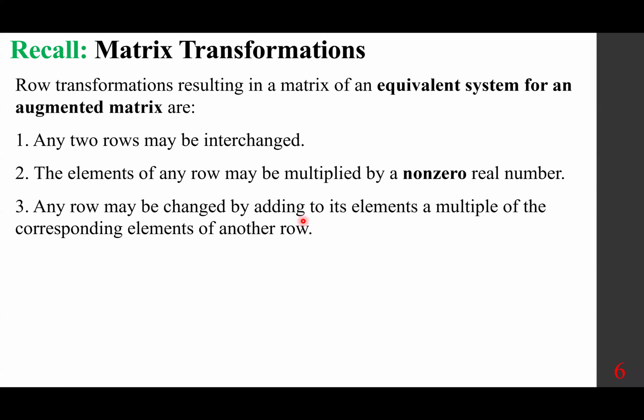Any row may be changed by adding to its elements a multiple of the corresponding elements of another row. Remember, if you have two equations, you can multiply one of them and add it to the other one. That's what we did with the elimination. And that's the same concept with the rows.